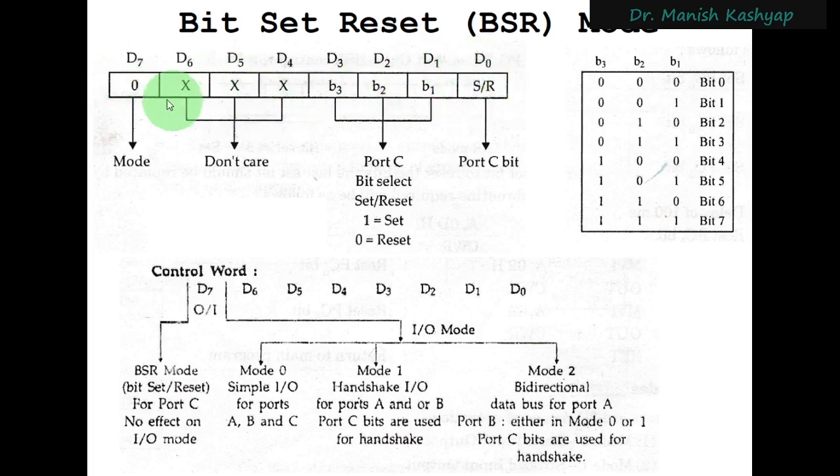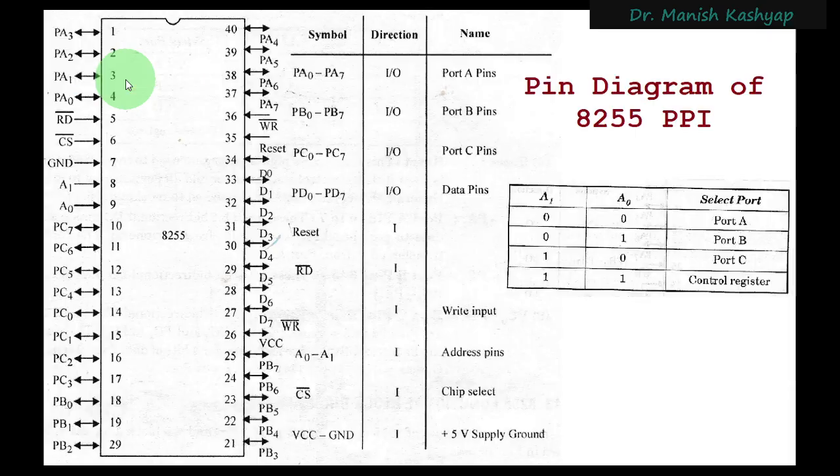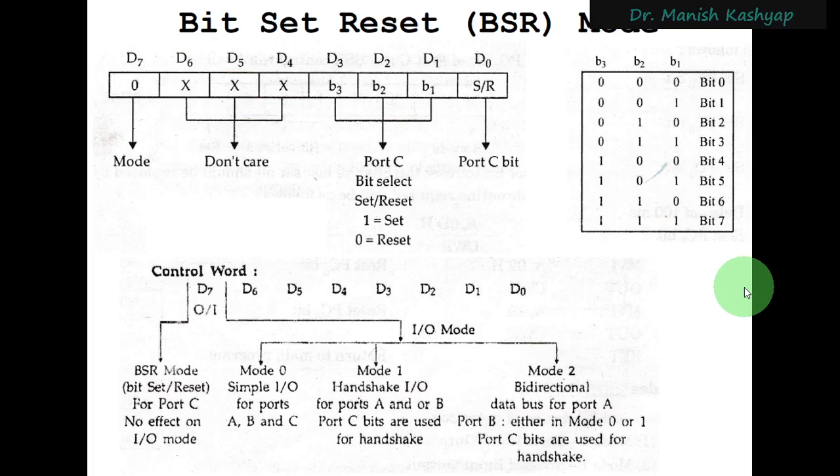And if you see here, this is the control word register, the register that I was talking about in this slide. This control register's format for bit select set reset mode is given here, right? So this control word register will be the same for BSR mode or for IO mode, right? But for BSR mode, its format will be different, and for IO mode, its format will be different.